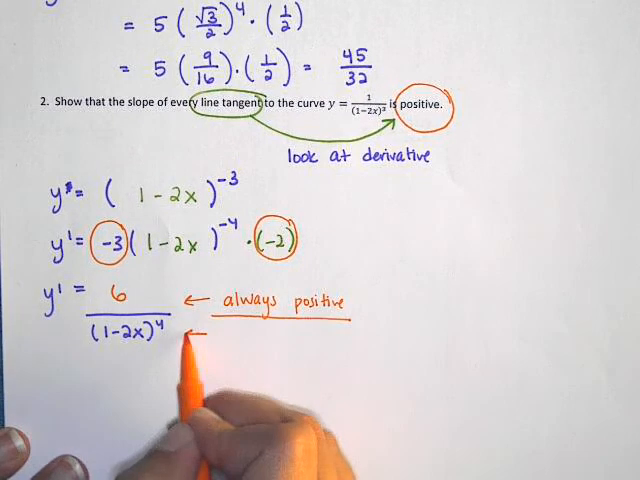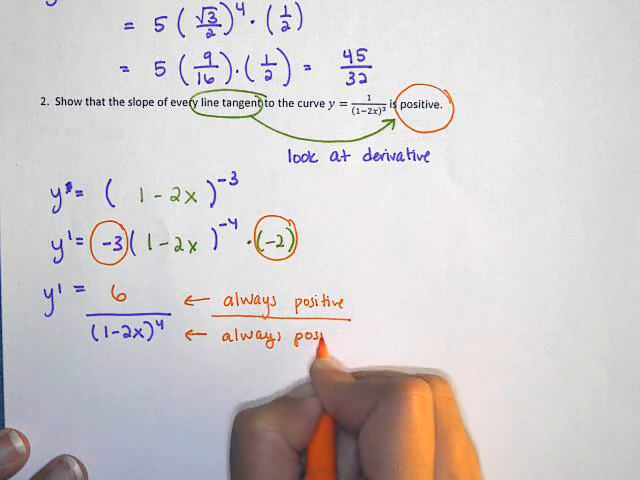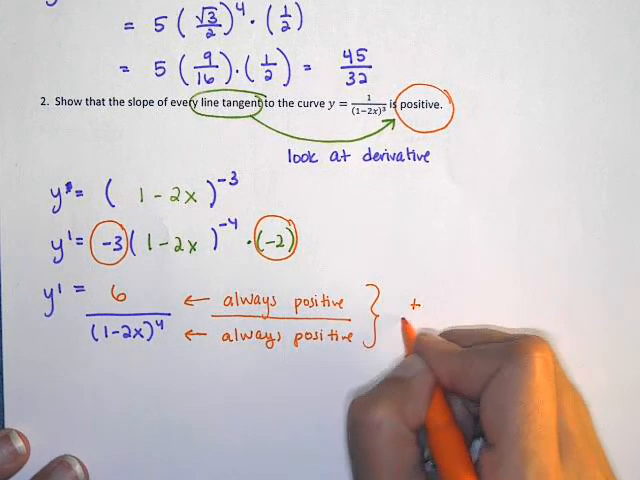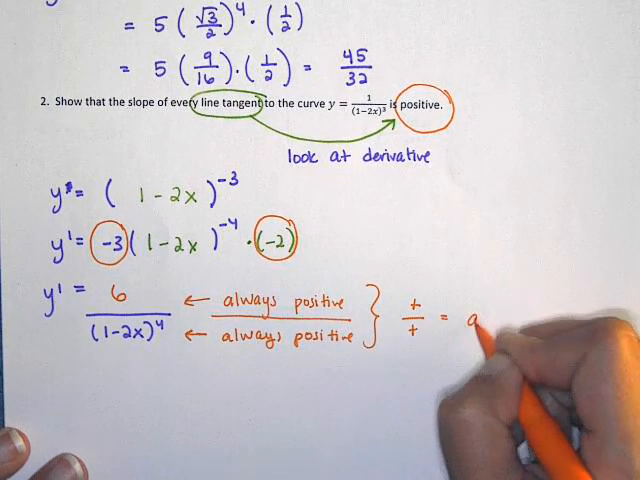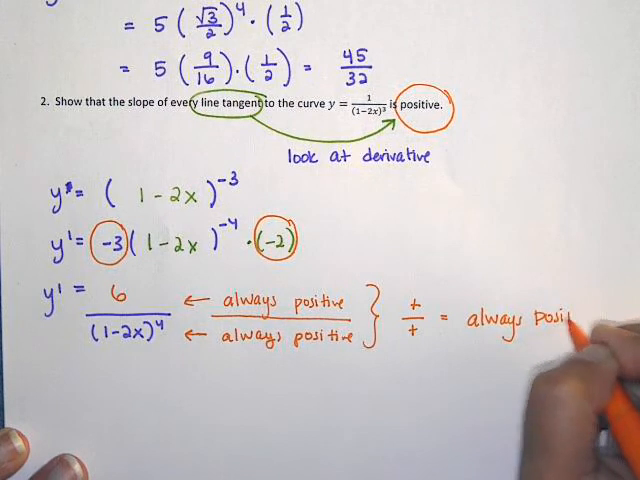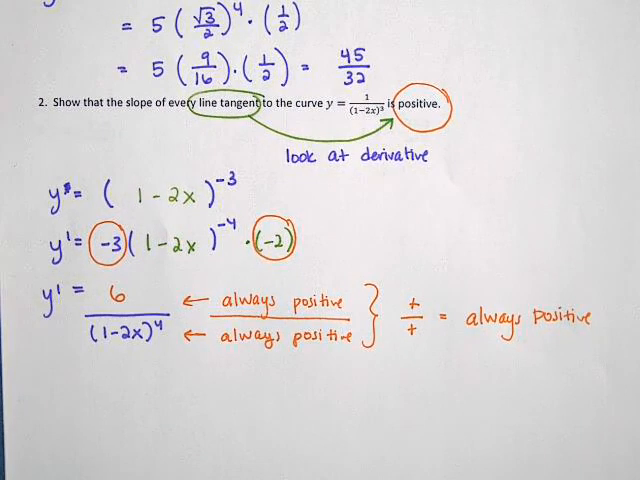A 4th power is always positive. Therefore, a positive divided by a positive would always be positive. So we just showed that every slope here is going to be a positive slope. And we're done.